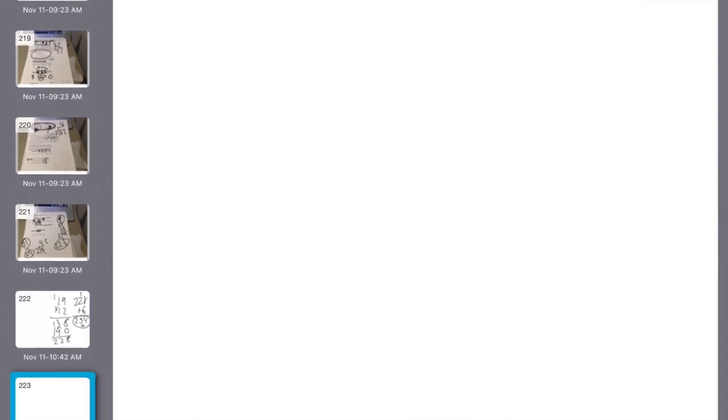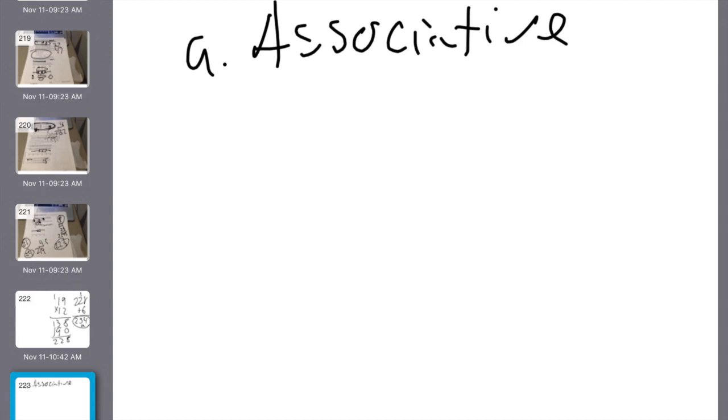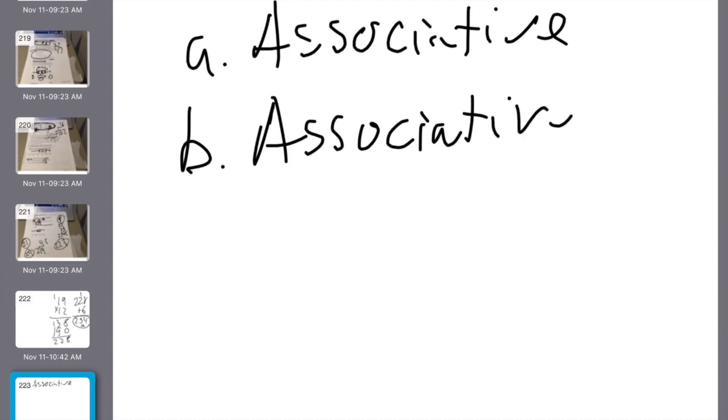Number 4, which property is illustrated in these equations? A plus B plus C equals A plus B plus C. Same numbers, different things in parentheses. That's the associative property of addition. A times B times C equals A times B times C. Same letters, same order, different ones in parentheses. Associative property.